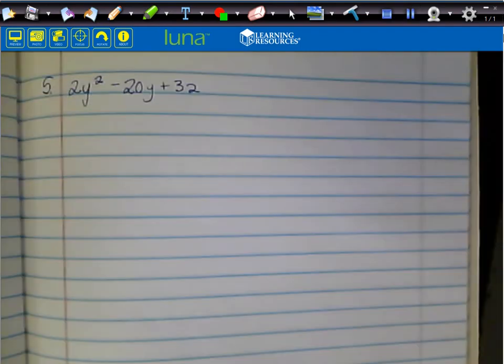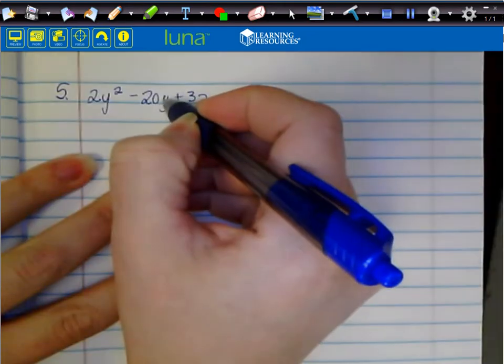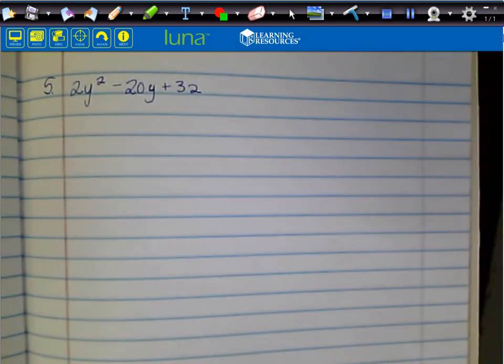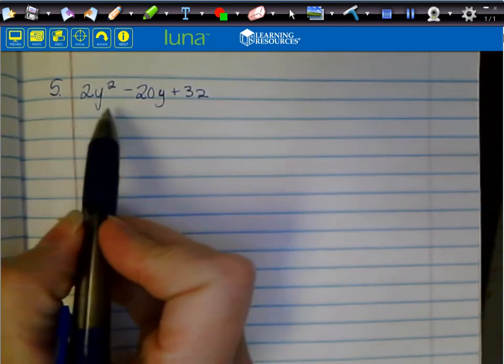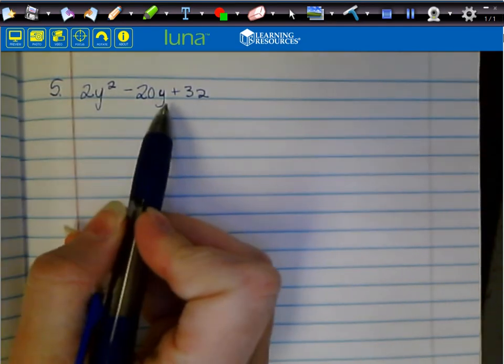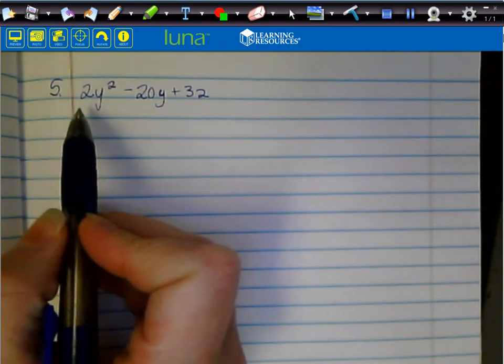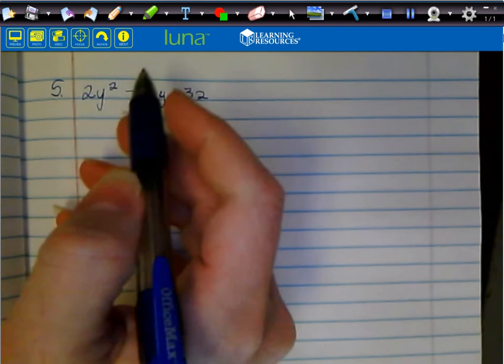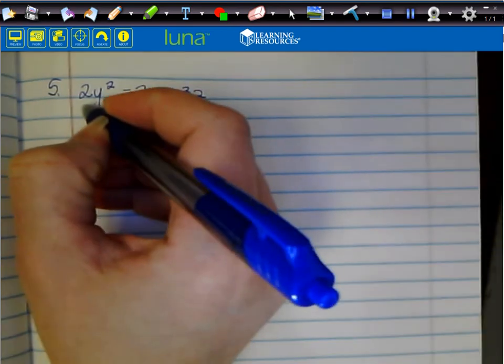All right, so go ahead and get down number 5. You have 2y squared minus 20y plus 32. And the first thing we're going to do is look for a common factor here between 2, 20, and 32. And we do have a common factor on our factor sheet of 2, so we can go ahead and factor out the GCF of 2 here. And we're going to go ahead and do that now.